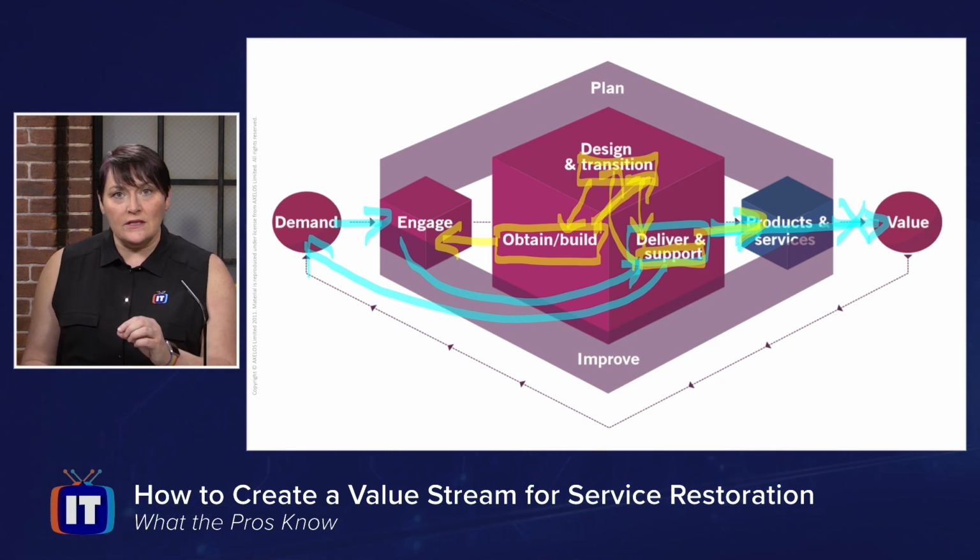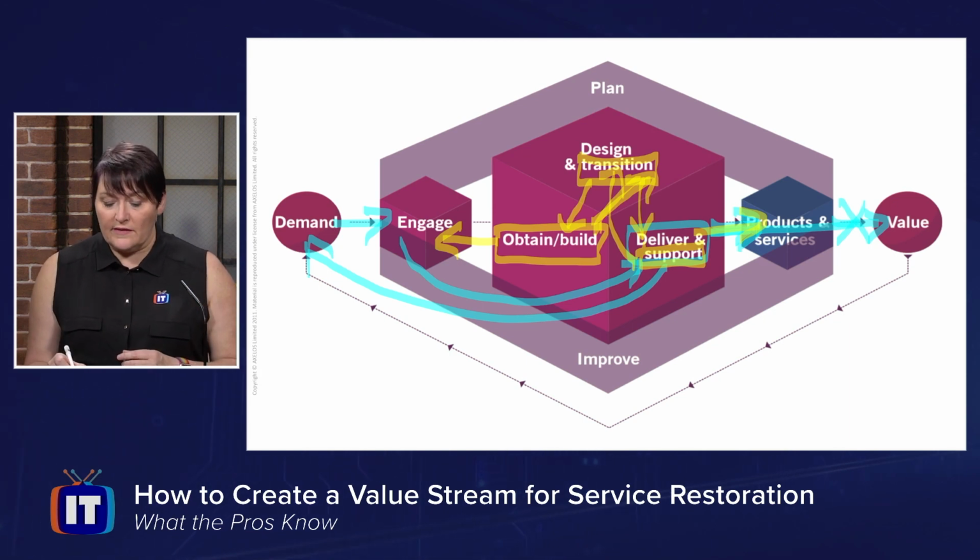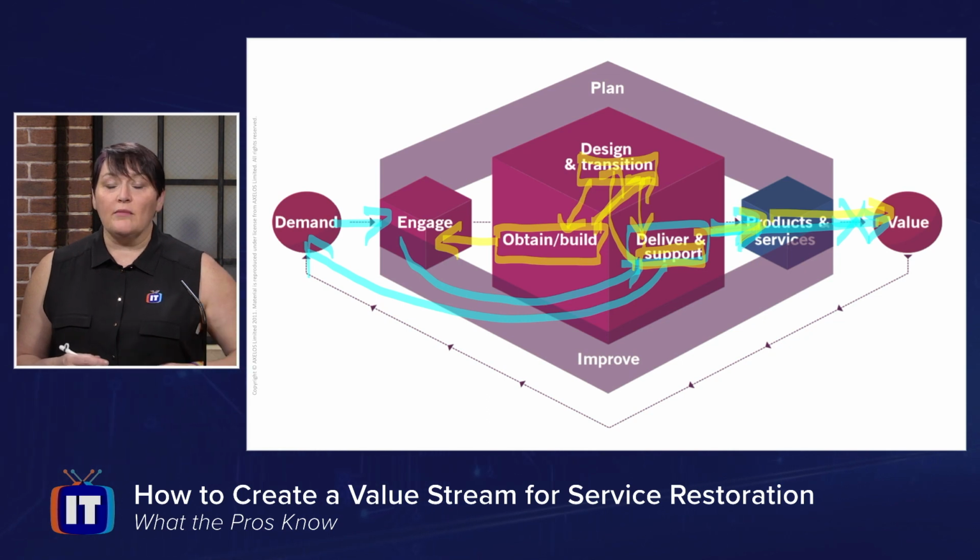Then it's at that point in time that the problem record is resolved, as long as the user is happy with that particular solution. And of course, it prevents further interruptions to service. So at that point in time, we are re-enabling value co-creation. That's just one example. There are many, many examples, and they will all be tailored to the needs of your organization for a service value stream that restores a live service.